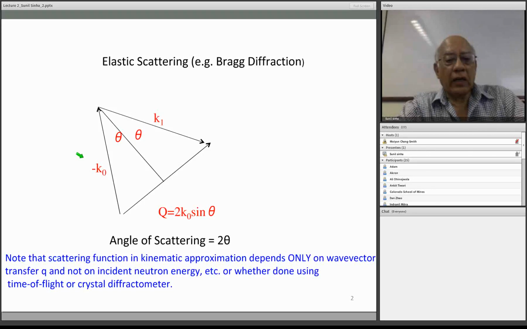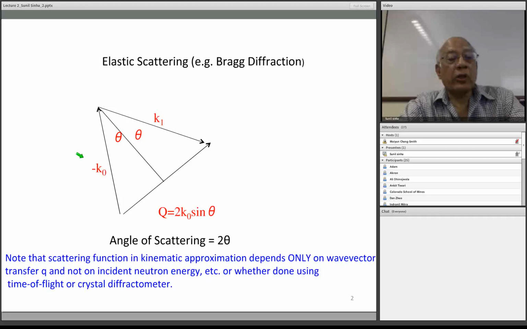Having said that, I say here at the bottom that in the kinematic approximation I've talked about, where I've derived S of q or d sigma d omega, you notice that basically it depends only on the wave vector q. So in this approximation, which is a pretty good approximation for most scattering, the scattering that we are interested in is a function only of Q. It's independent of the incident energy, whether you're doing it with time of flight or with a crystal diffractometer. The one thing that matters is the wave vector transfer Q. S of Q is the basic function we're trying to get at.